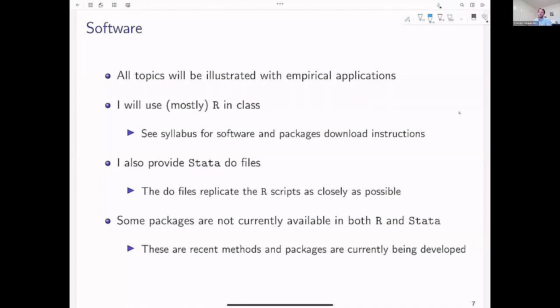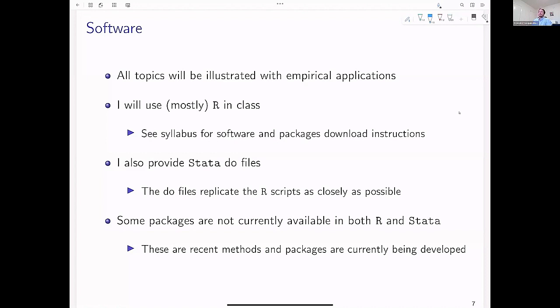You will see that some of the packages that we're going to use are sometimes available in R, but not in Stata, or sometimes in Stata, but not in R, or sometimes they have been written by different authors, and so they don't exactly coincide. That's a little bit unfortunate, but completely understandable, given that we are working on stuff. We're going to be discussing stuff that is really being developed as we speak.